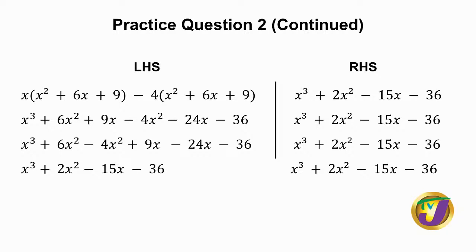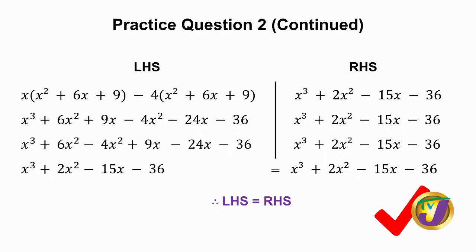Through the process of simplification, 6x squared subtract 4x squared will give us 2x squared. 9x subtract 24x will give us negative 15x, or subtracting 15x. And then we'll just write back our constant. And here we can see that our left-hand side is equal to the right-hand side. So we have definitely proven, as we were asked to do, that what we were given on the left-hand side is actually equivalent or equal to what's on the right-hand side.